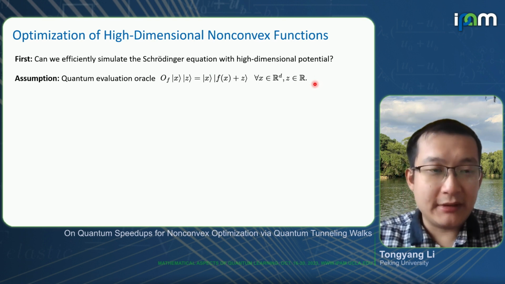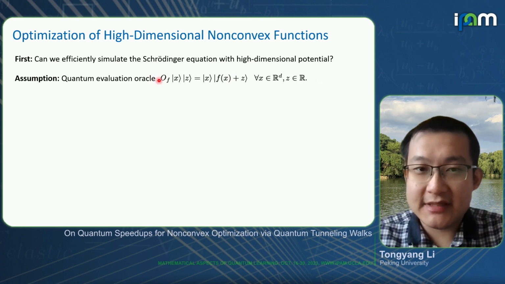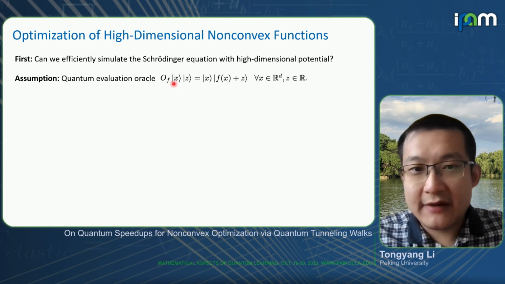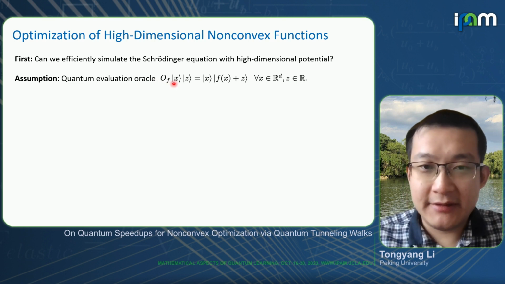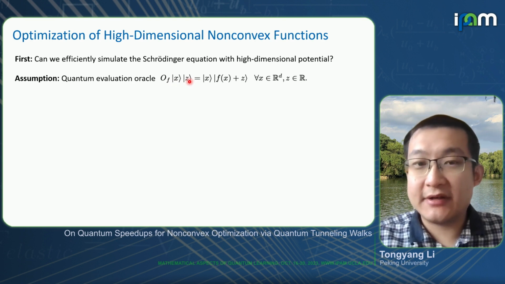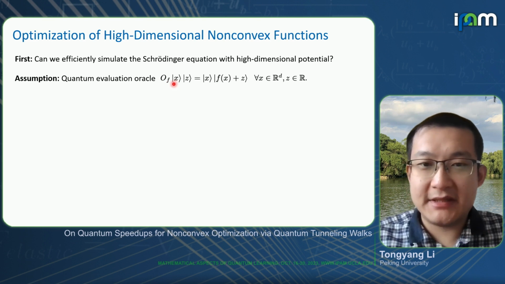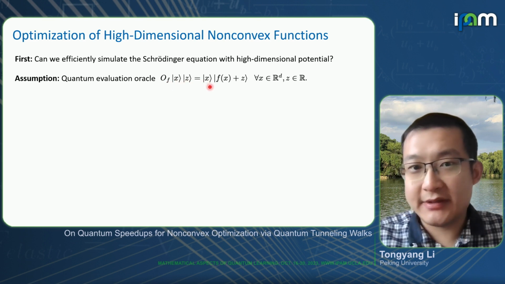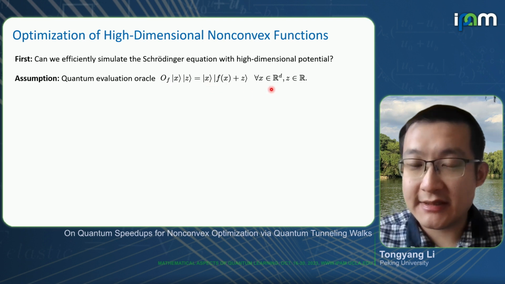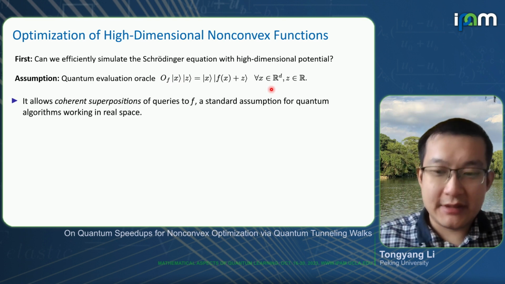Throughout the talk today, the assumption that we make is that we have a quantum evaluation oracle. This is an oracle that has two registers. We have a register for the input x, and another register that can store the function value. You can make superposition queries to this oracle, and if the input is x and z, it returns the values of x and f(x) plus z, for arbitrary x and z. This is the quantum evaluation oracle that I am going to use throughout the talk today.